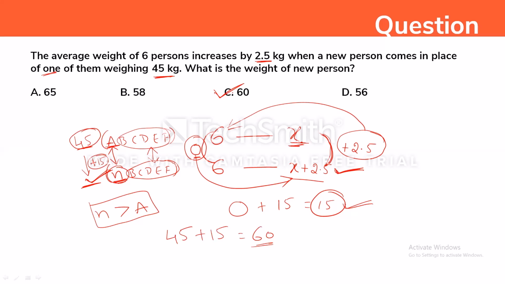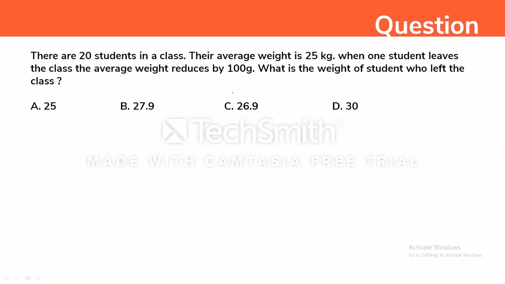Next we'll go with the next one. Here, just pause the video and try to solve it on your own. Take your time. In this question there are 20 students in a class, and their average weight is 25 kgs. When one student leaves the class, the average weight reduces by 100 grams.